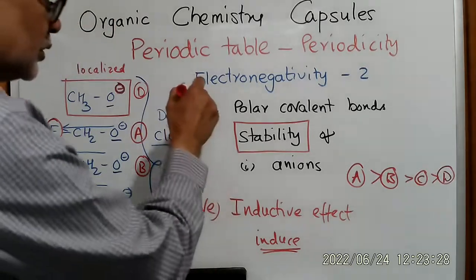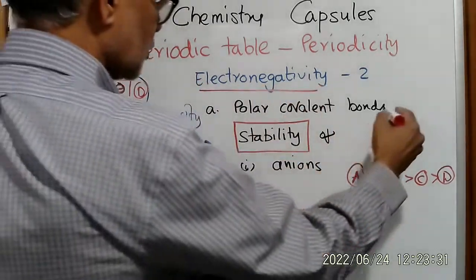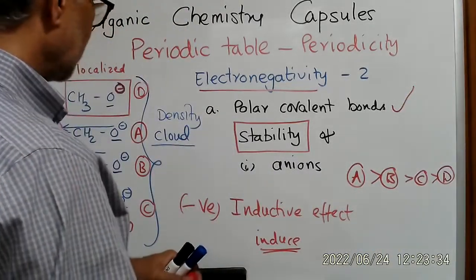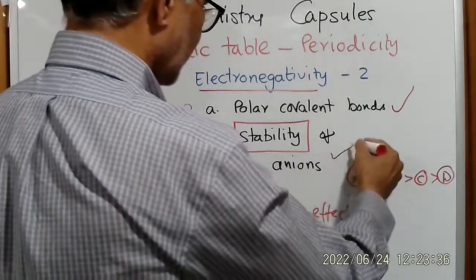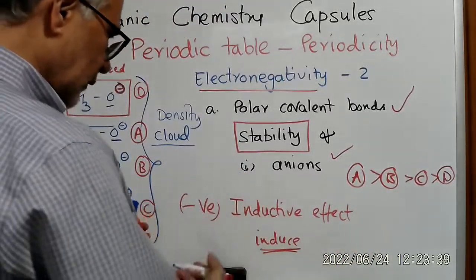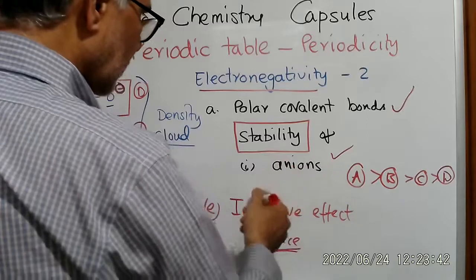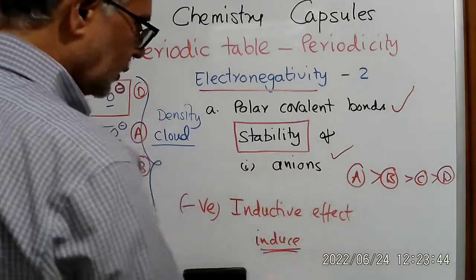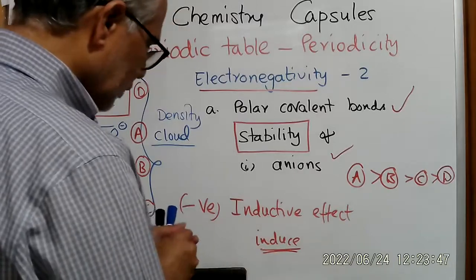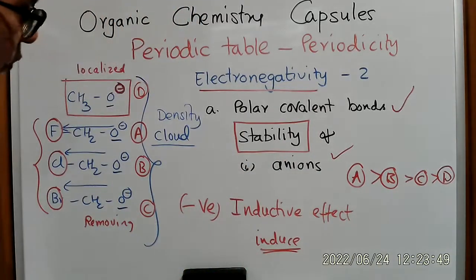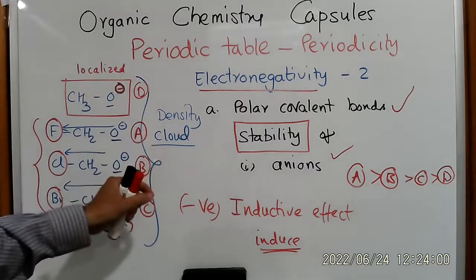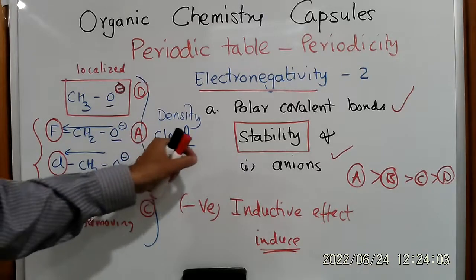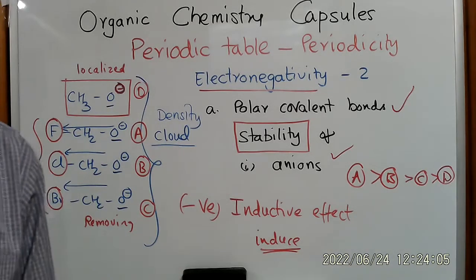So electronegativity gave rise to polar covalent bonds. Electronegativity explains the stability of ions, which ions are more stable than others, and they exert that influence via the inductive effect. So we stop here. In the next video, we'll see different examples, probably two more examples, and then we can stop the electronegativity discussion. See you in the next video.